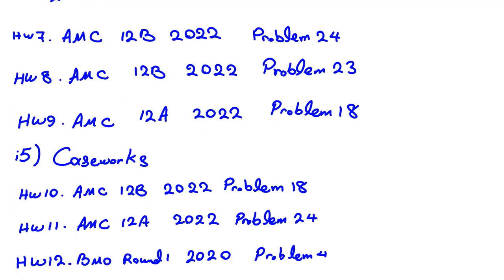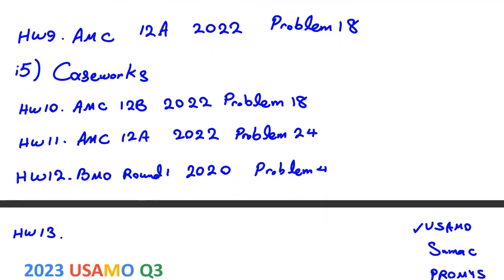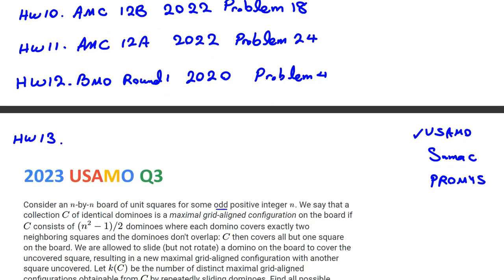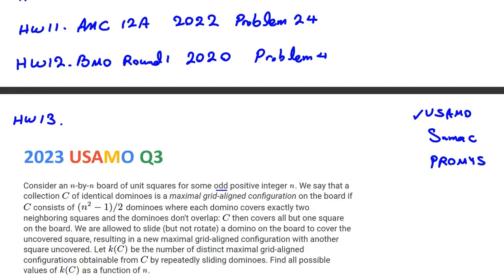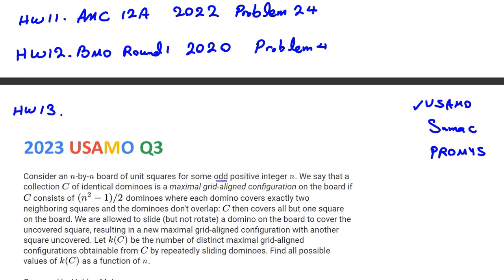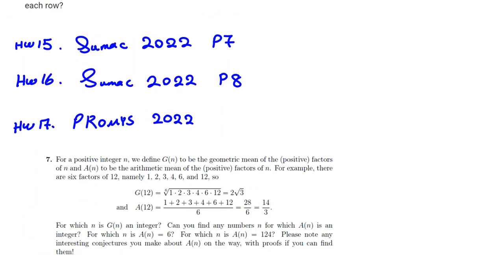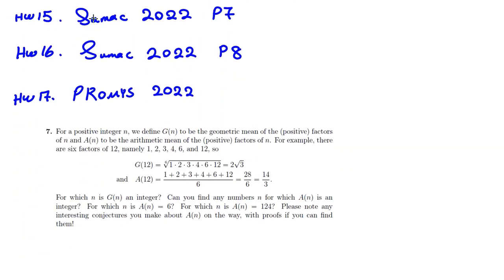Fourth idea. Then the fifth idea, casework and problems from AMC, BMO (British Mathematical Olympiad), USAMO, prestigious National Olympiad exams, homework 14 here, 15 to 17. It is from SUMaC, 15 and 16, Stanford summer camp. Homework 17 is from Promys. During the video, I will explain the ideas and you can solve these problems as homework.